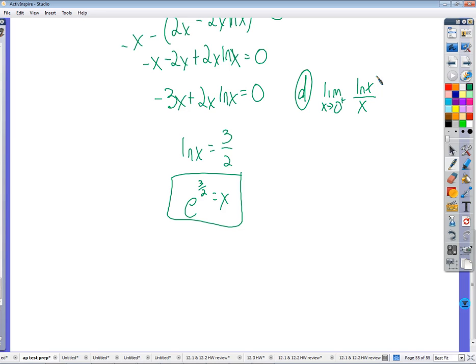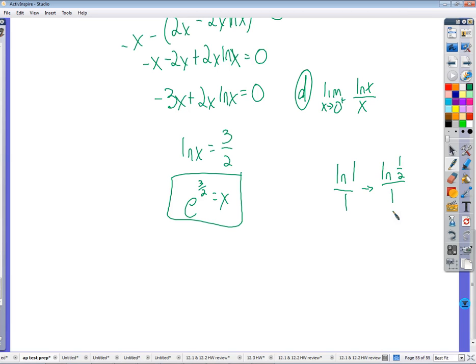So we can think about this. The natural log, let's say, of 1. Let's start at 1 and start to come at 0 from the right. Okay, so what's the natural log of 1? 0. 0 over 1 would be 0. Now let's get closer to 0. Natural log of, say, 1 half. So what kind of exponent would you have to give to e to get 1 half? A negative something, right?